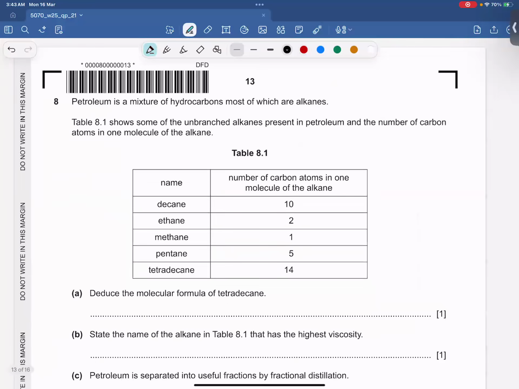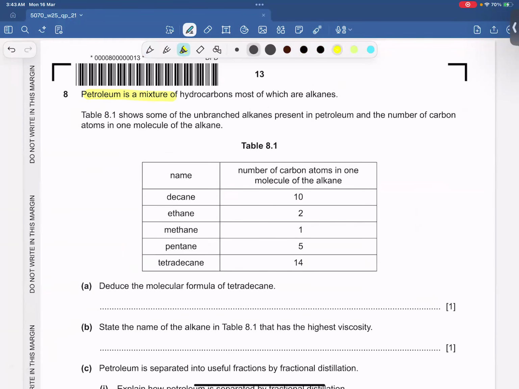Question number 8. Petroleum is a mixture of hydrocarbons, most of which are alkanes. The table shows some of the unbranched alkanes. Unbranched alkane means no alkyl group, no alkyl branch, or absence of alkyl branch, or absence of alkyl group.